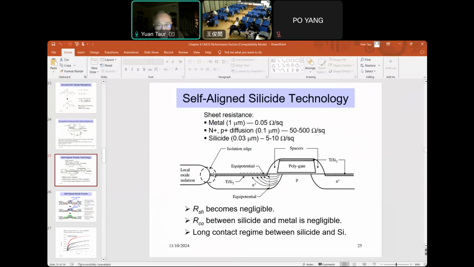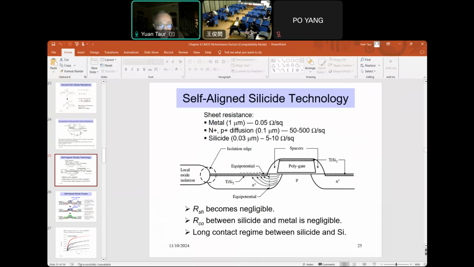All the silicon region between the gate spacer and the thick oxide isolation forms silicide. And so now that reduces the resistance of the source and drain. Also, the current will flow right over to the silicide because it is much more conductive than source and drain. So that reduces the contact resistance, and they make a long contact case.